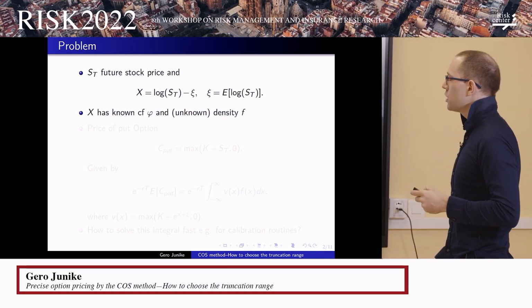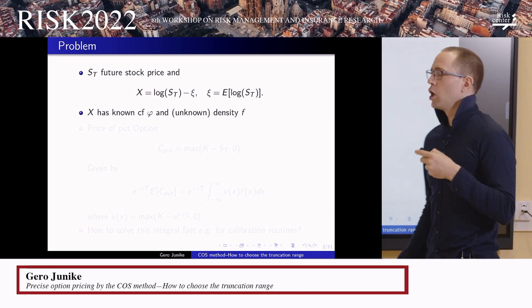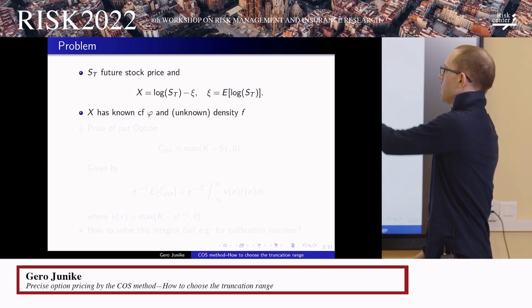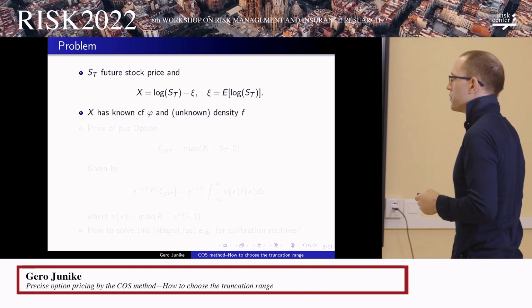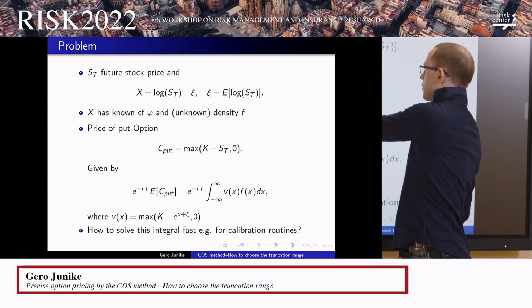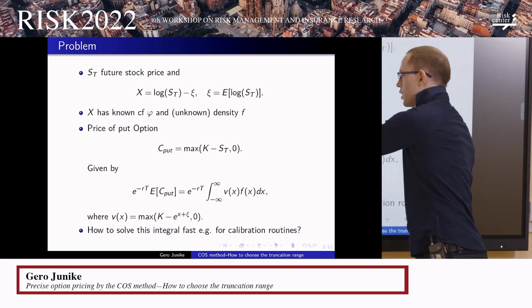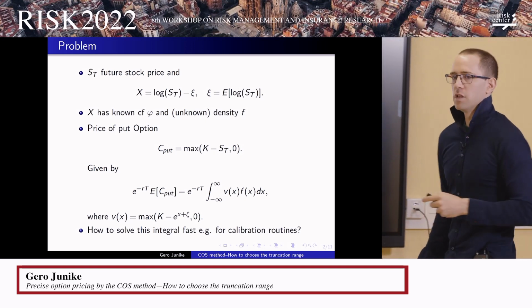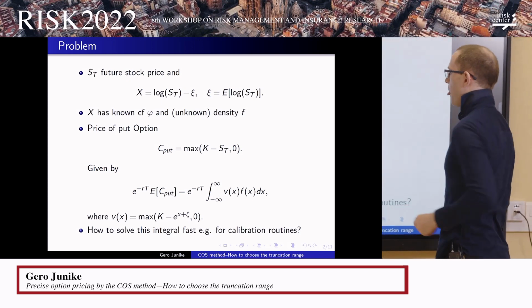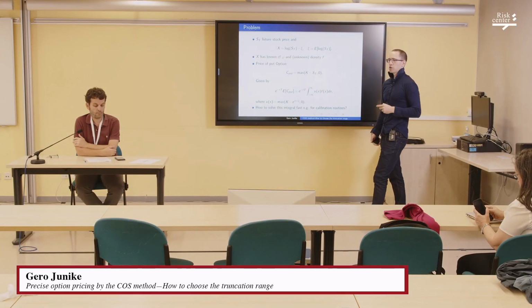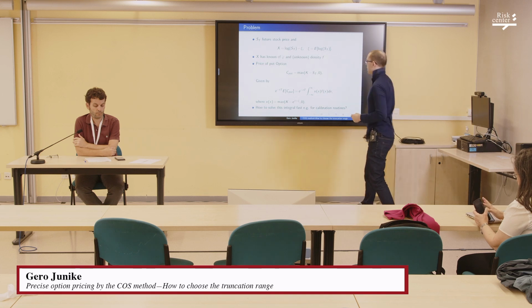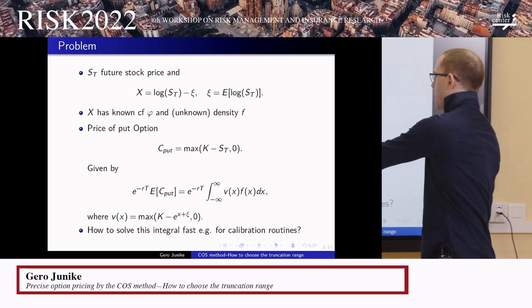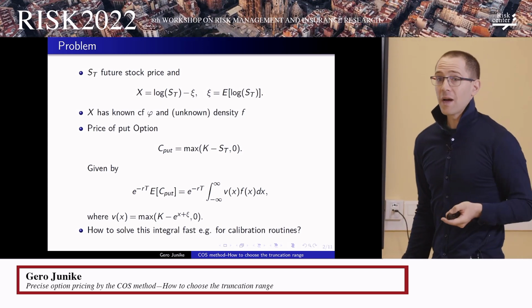For many financial models, for example the Heston model or many Lévy models, the characteristic function phi is well known, but the precise structure of the density is unknown. The price of a put option is then given by the discounted expectation of the payoff, which can be written as the integral from minus infinity to infinity of v times f, where v is the payoff function of the put option and f is the unknown density of X. Now the question is, how can this integral be solved very fast?